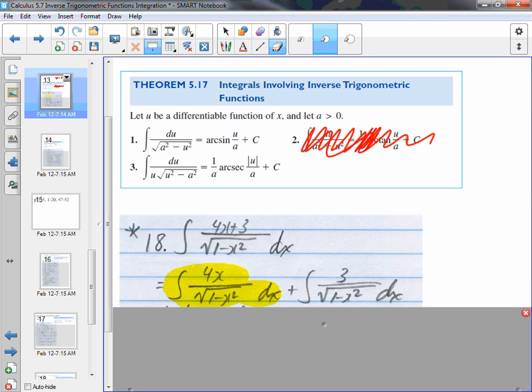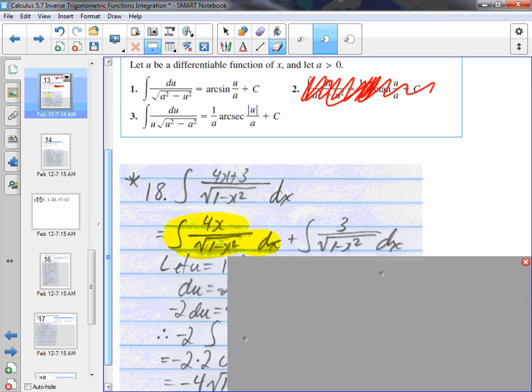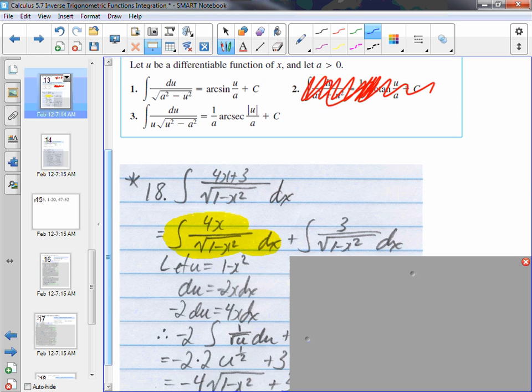Back up the time machine a month, and what would you let u equal? 1 minus x squared. Let's see what happens. So, we'll let u equal 1 minus x squared. And if u equals 1 minus x squared, du is a negative 2x dx. But we don't have a negative 2x dx. We have a positive 4x dx. So we should multiply both sides by negative 2.